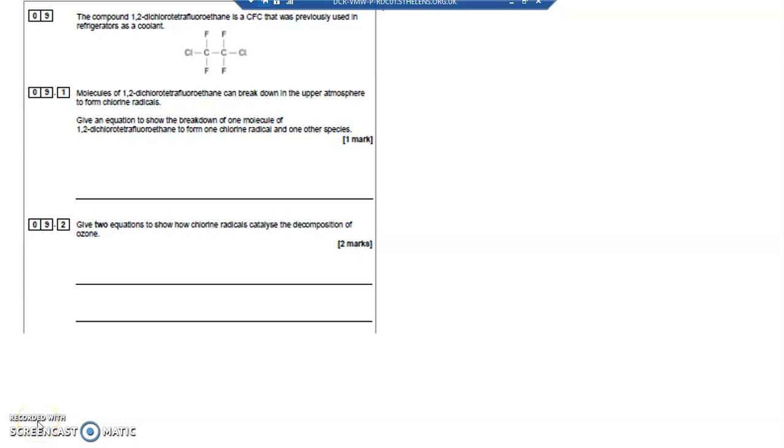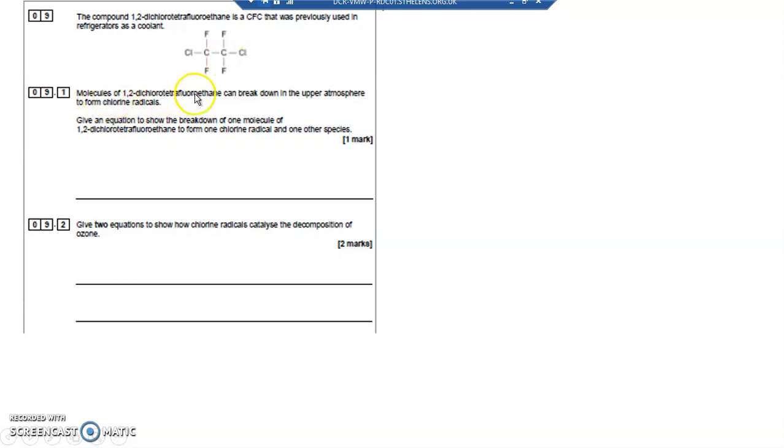Question 9. The compound 1,2-dichlorotetrafluoroethane is a chlorofluorocarbon, CFC, that was previously used in refrigerators as a coolant, also used in aerosols and the like, anything that can be propelled out of a can. Very dangerous because they contain chlorine, so now been replaced by compounds that can be used in aerosols and refrigerants, etc., that haven't got chlorine atoms in there, and we'll discuss why in a minute.